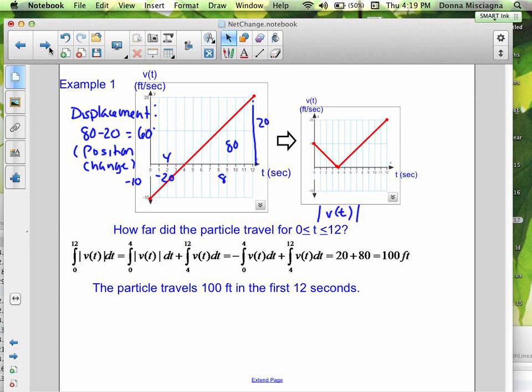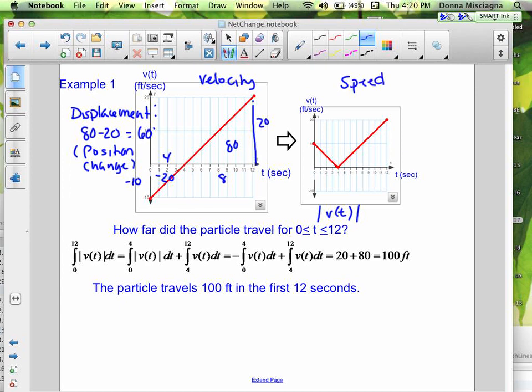All right, so there we can see the difference between displacement. We traveled 60 feet. That was our position, or change in position. But the particle, how far did the particle actually travel? It traveled 100, because now we're going to consider that negative part to be positive. Just kind of reflect it right over the x-axis there. We've got 20 positive. That would actually be the graph of speed. So while this one here is velocity, this one here is speed. Okay, so the particle travels 100 feet in the first 12 seconds.